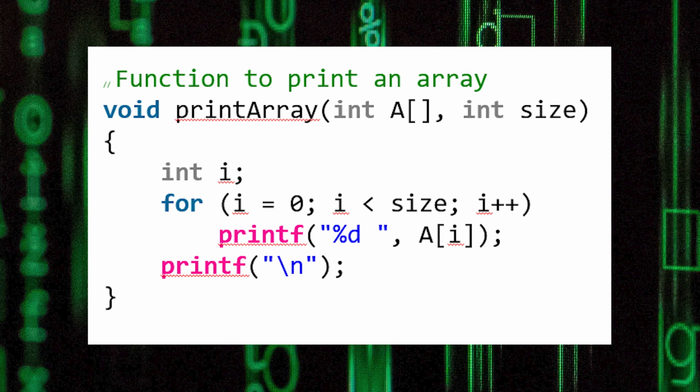This function is for printing an array: void printArray(int a, int size). After the sorting of the array, the whole value of our array is to be printed, that is, int i, for i equal to 0, i less than size. With the help of this function, the sorted elements of the array are printed.